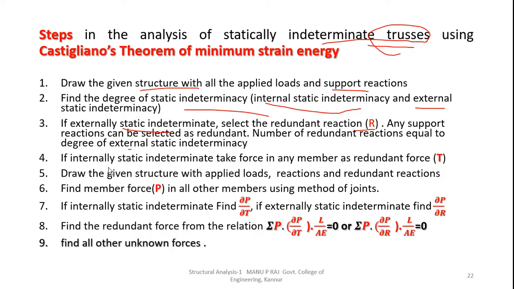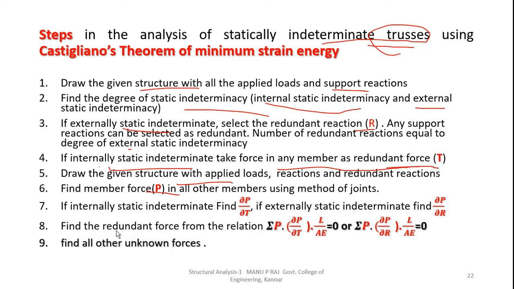Now, if the structure is internally statically indeterminate, meaning it has additional members, take the force in any member as the redundant force. If it has one degree of static indeterminacy, then take the force in one member as the redundant force. Draw the given structure with applied loads, reactions and redundant reactions. Next, define the member force P in all other members using the method of joints.